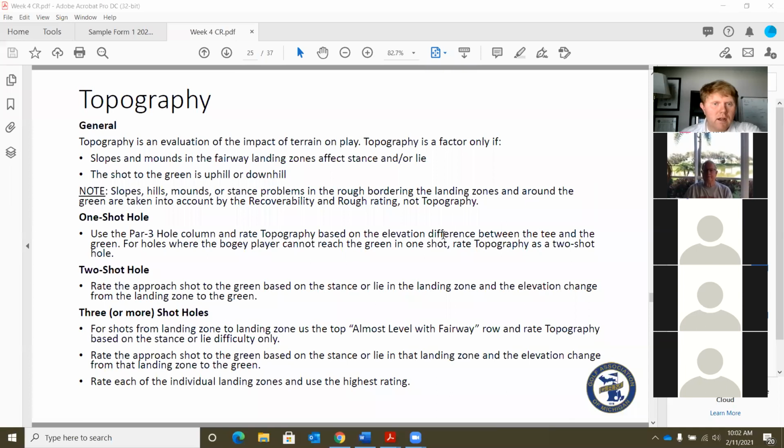All right, so we're gonna go ahead here and get started. So today we're gonna start getting into the obstacles, and we're gonna start with topography, which is, I would say, one of the harder ones.